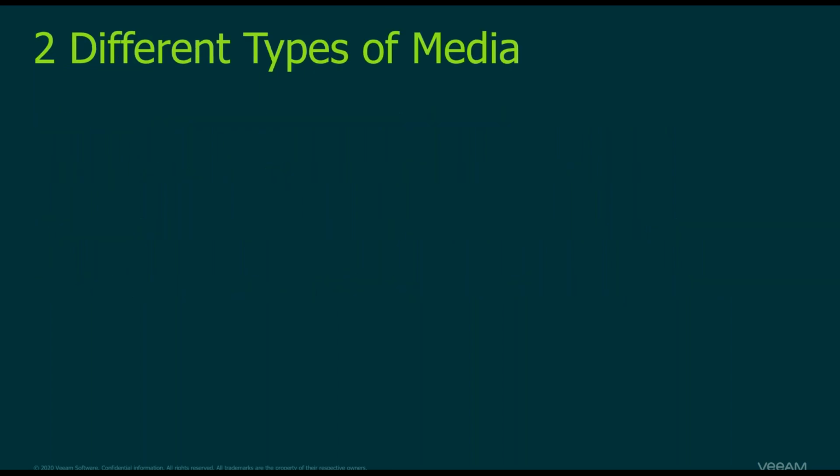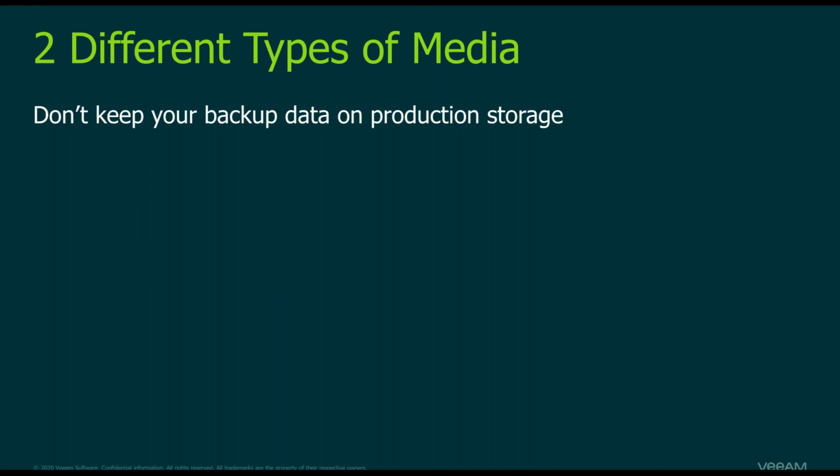So 2 different types of media. Why? Well, don't keep backup data on your production storage, right? There's a couple reasons for this. The first should be obvious. If you are backing up to the place where your production data is, you're not really backing up at all, right? You're able to perform file level restores. You're able to restore data as long as that array is there. But if that array dies, everything is gone, right? All of your eggs are in one basket in that scenario.